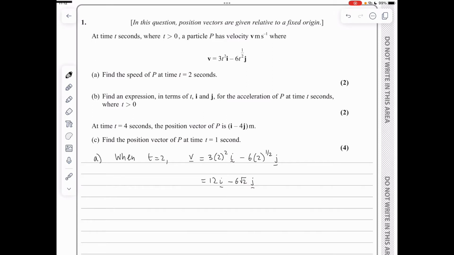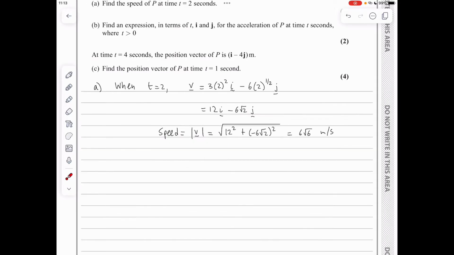We have been asked to find the speed, so this is the magnitude of the velocity. So we simply say that the speed is the magnitude of the velocity. So it's going to be 12 squared plus minus 6 root 2 squared, all square root. And this gives an answer of 6 root 6 meters per second.